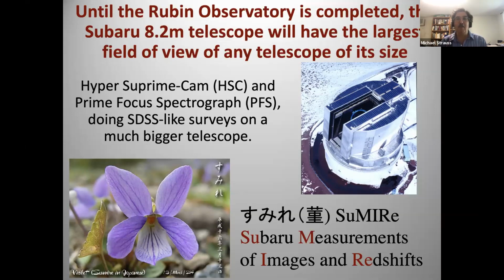I will mostly talk about Hyper Suprime-Cam here, or HSC, but there's another instrument, a spectrograph on the way, which, if I have time, I'll talk about, called the Prime Focus Spectrograph. And in some ways, it's doing SDSS-like surveys in a much bigger telescope. And I will just mention that the joint project of Hyper Suprime-Cam and Prime Focus Spectrograph has this rather convoluted acronym, Subaru Measurements of Images and Redshifts, which spells out sumire, which is the Japanese word for the flower violet, which you can see there.